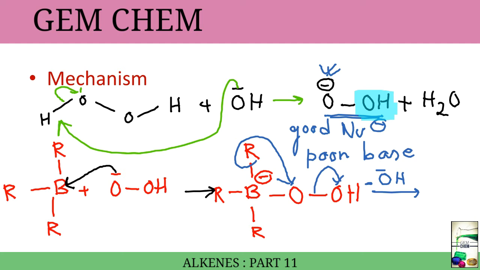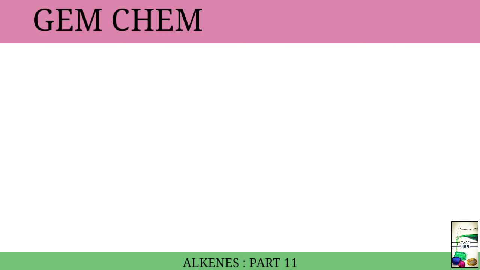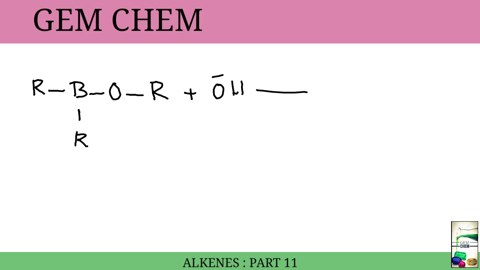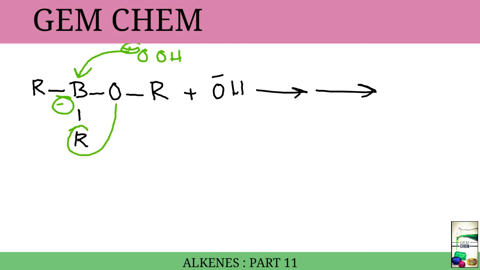What comes ultimately? We obtain R, B, R, O, R, and an OH minus is released. This continues: again we have another O, O, H minus, which gets attached to the boron, making it negative. Again an R group migrates, and another OH minus gets away. This process continues two times.